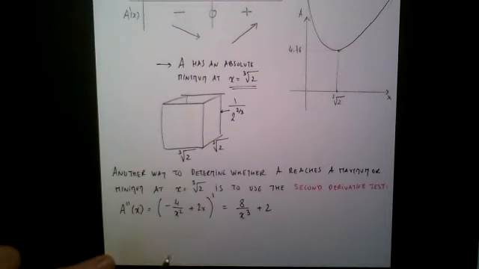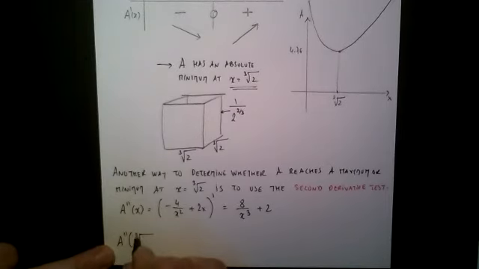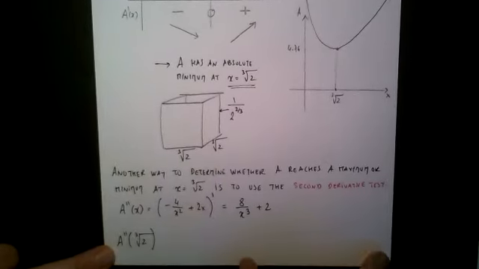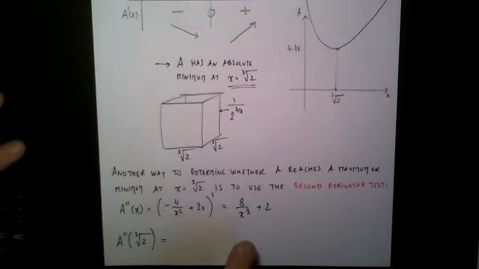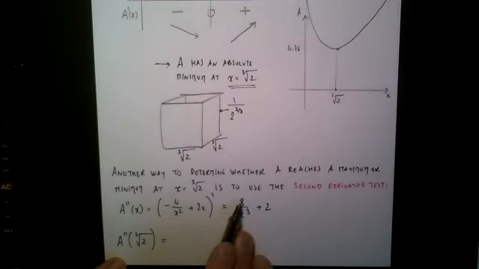Okay, so the first thing we do is we find the second derivative of the function, and then we plug our x into it and see what we get. So a prime prime of cube root of 2, what do we get? I'm going to plug it in here. Oh, this is going to simplify nicely. Cube root of 2 cubed is just 2. 8 over 2 is 4, plus 2 is 6.